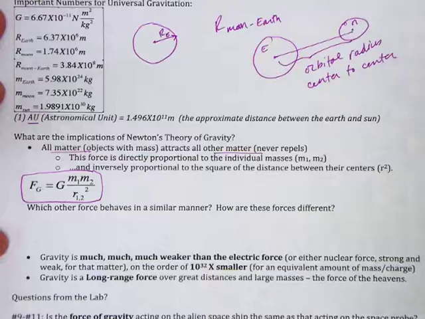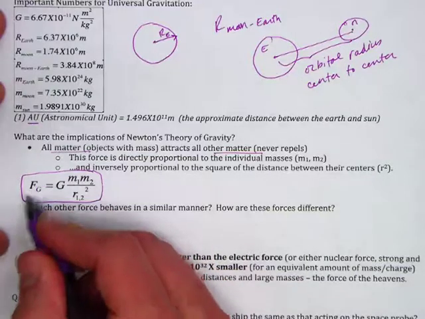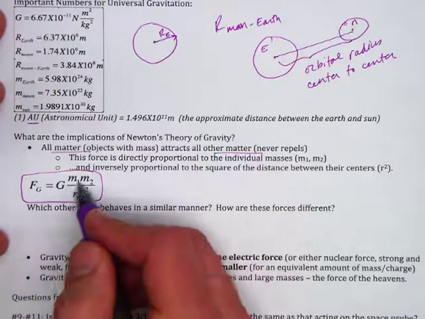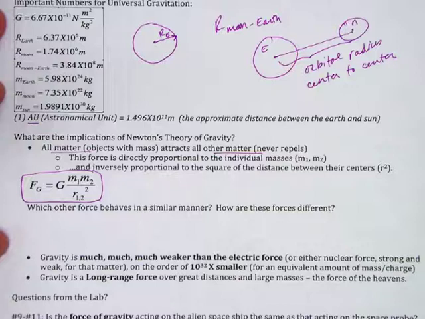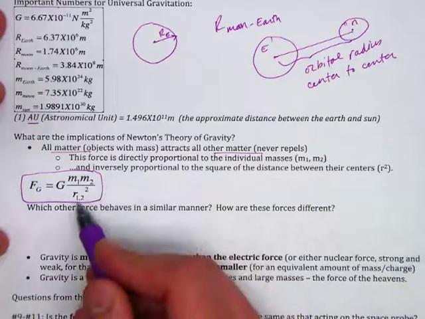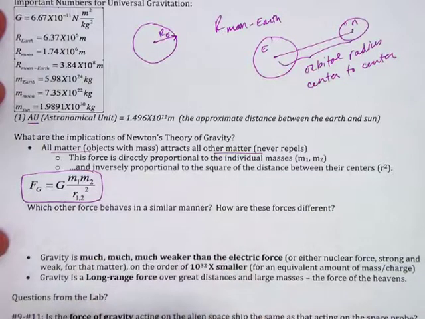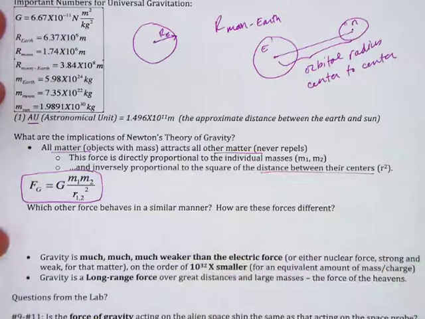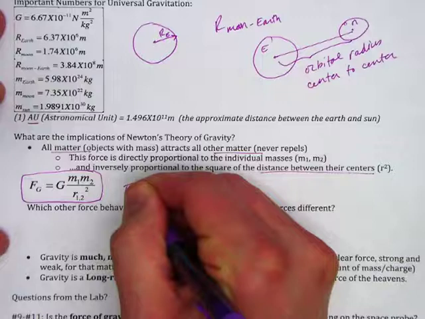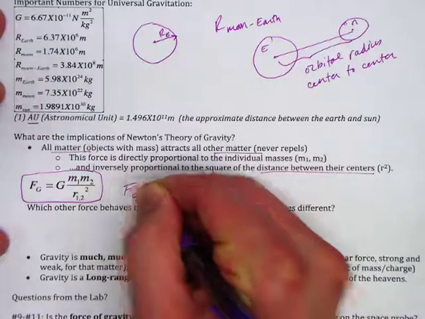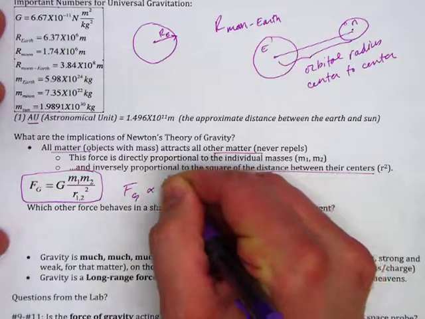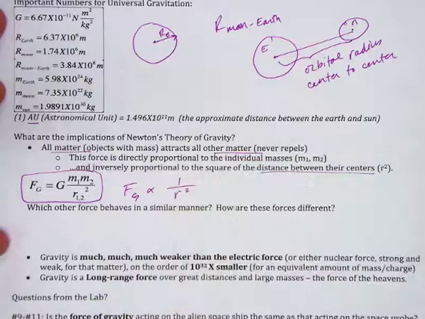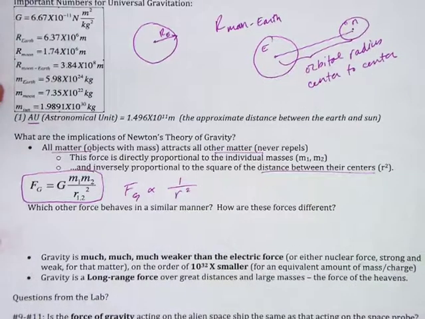So the magnitude of this force is directly proportional to the individual masses that are attracted, and it's inversely proportional to the square of their orbital distance, or the distance between their centers. So it's one of the inverse square laws, since it's proportional to the inverse square of the distance in between them.